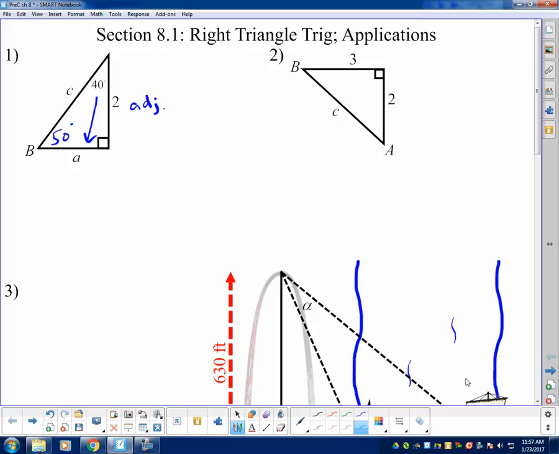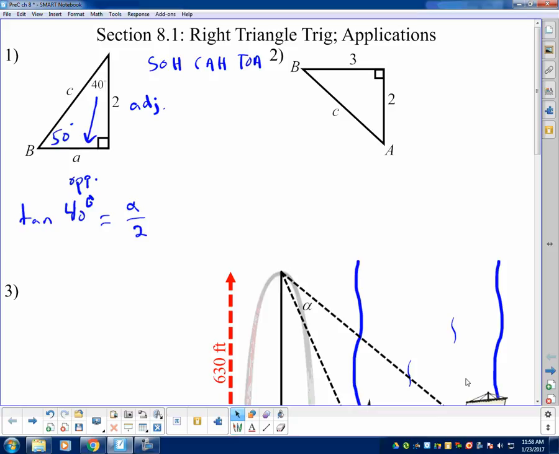And so thinking about our acronym SOHCAHTOA, which one involves O opposite and A adjacent? Tangent. Yeah, tangent. Opposite and adjacent would be tangent. So we're going to say, okay, tangent of 40 degrees equals opposite A over adjacent 2.